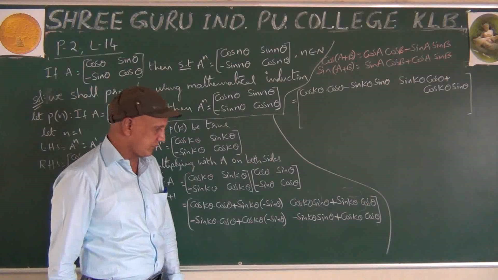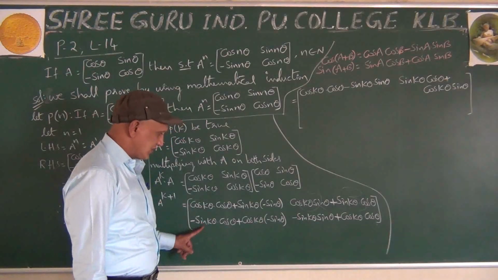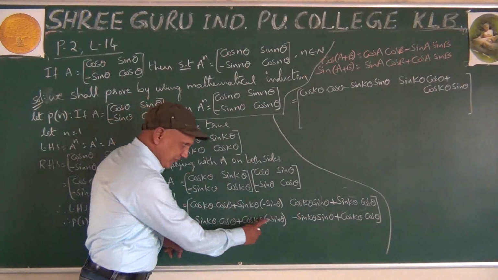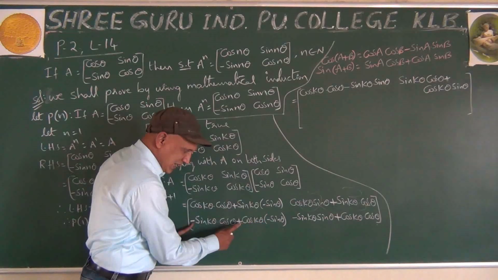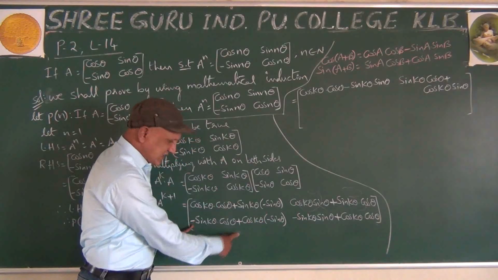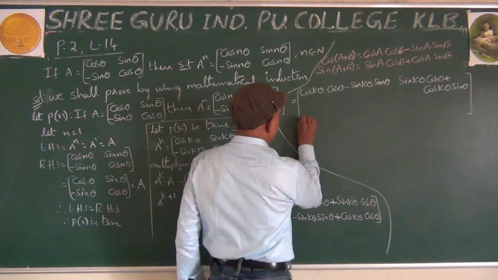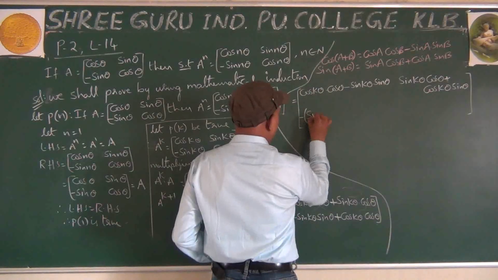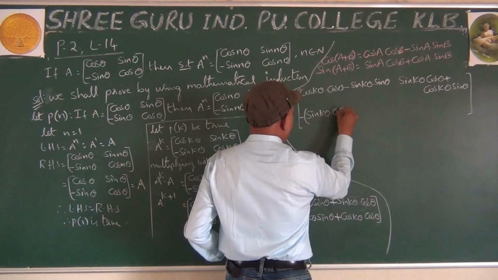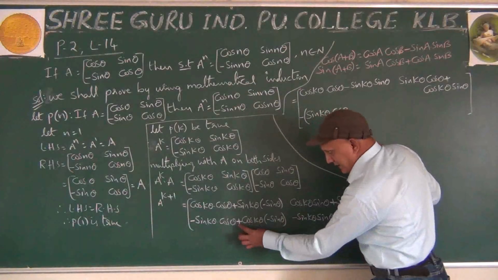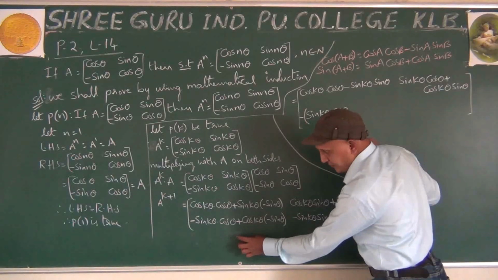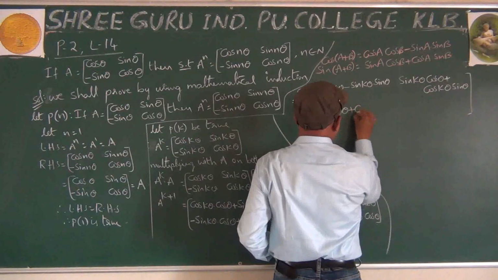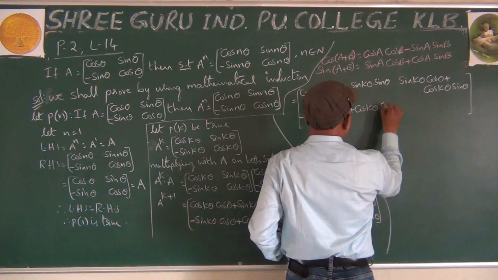Okay. Coming to this one, this also has sin cos sin. We can take minus common, since minus is there. So I am taking minus common: minus, sin k theta cos theta plus cos k theta sin theta.